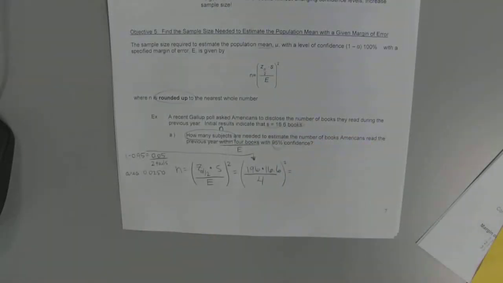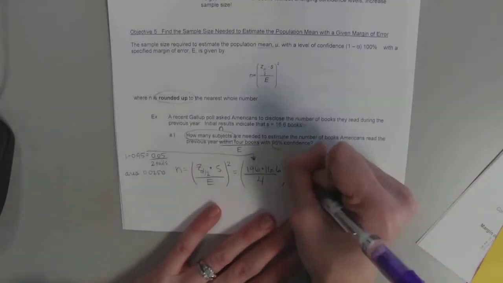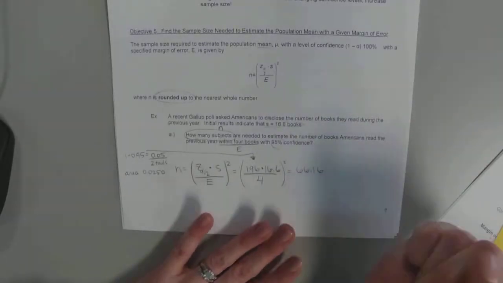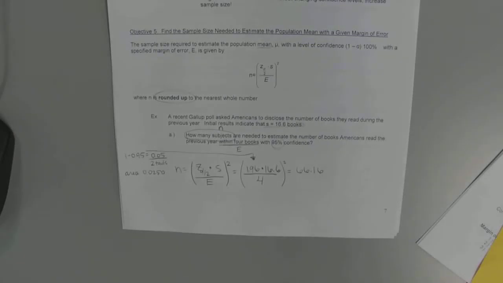So 95% confidence means 5% for the tails, or 2.5% for one tail. So we want to see how close we can get to 0.025. It goes with negative 1.96, but we don't care about the negative. So multiply 1.96 times 16.6, divide by 4, square it. You should get, was it 66.16? Yeah. Okay. But again, this is how many people we need to ask.